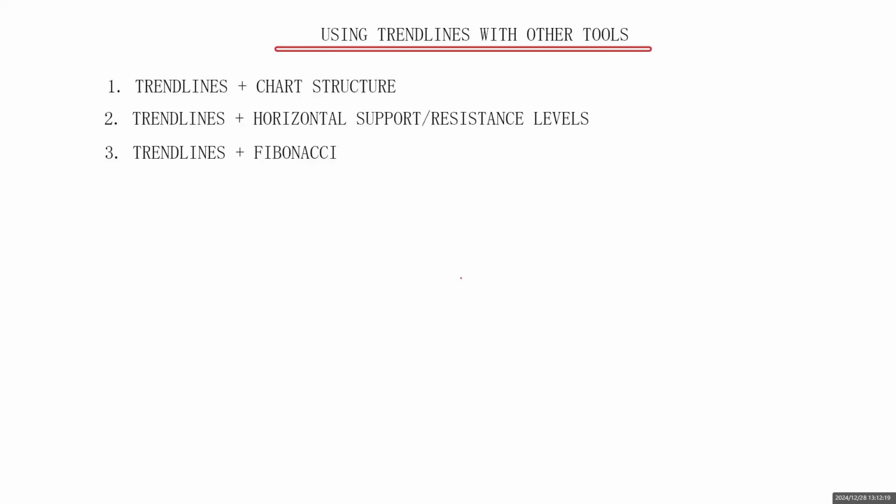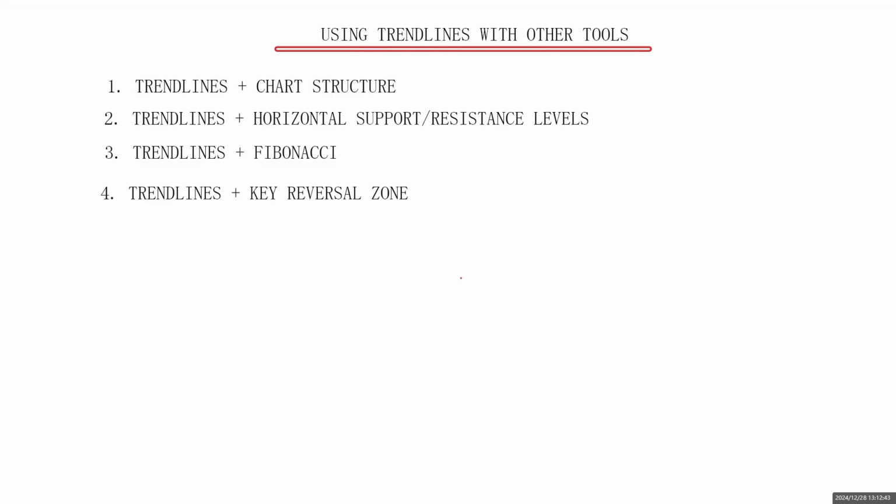So the last tool we collaborate trend lines with is trend lines plus a key reversal zone. So what are key reversal zones? Key reversal zones are zones in the market that price gets to and may not be able to go beyond.